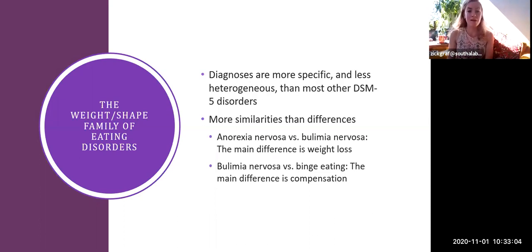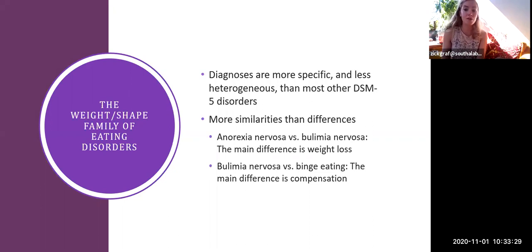There are more similarities than differences among the three restricting eating disorders. So the main distinction between anorexia and bulimia nervosa is weight. A person can engage in once weekly binging with compensation afterwards. If they're underweight, they would be diagnosed with anorexia, and if they are normal weight or overweight, they'd be diagnosed with bulimia.